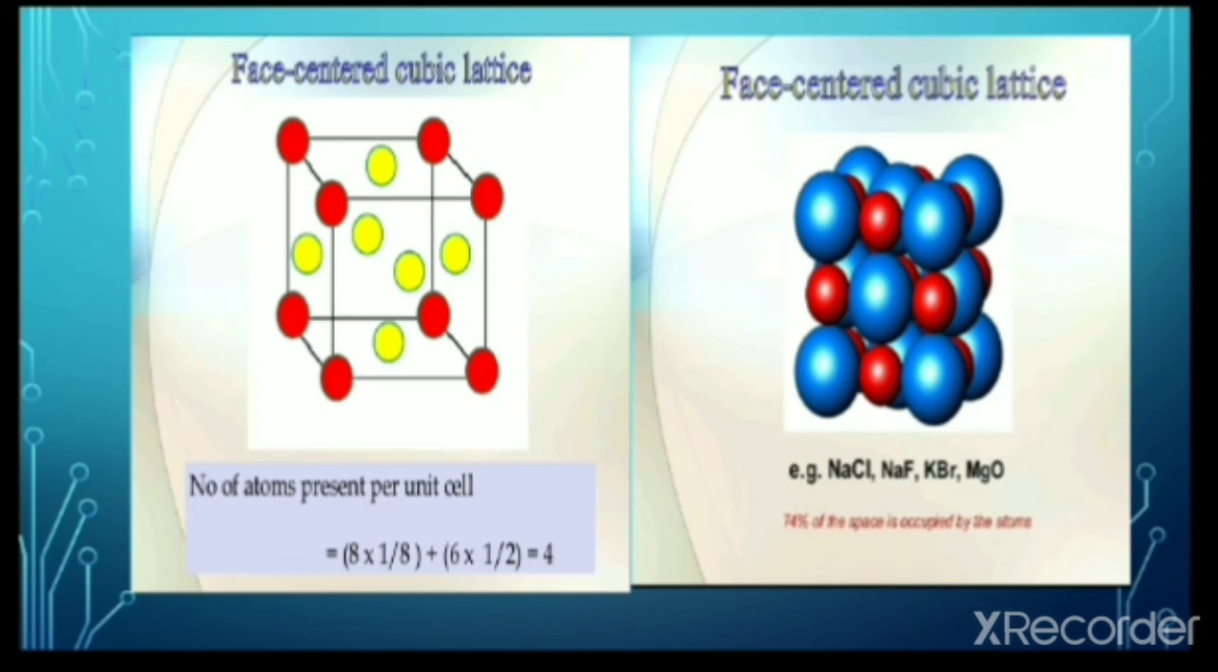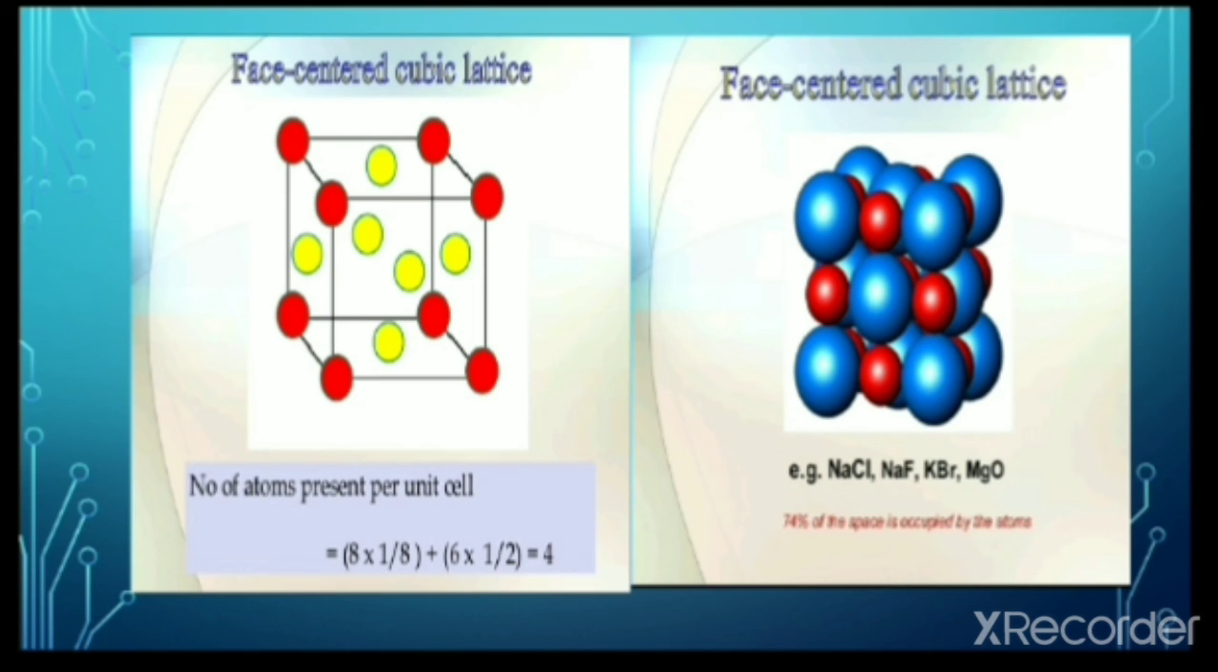So the total number of atoms in FCC is calculated as 8 atoms at the 8 corners into 1 by 8th atom per unit cell, which is equal to 1 atom. Then there are 6 face centered atoms, each shared between any 2 unit cells, so 6 into 1 by 2 is equal to 3 atoms. So 1 atom plus 3 atoms is equal to 4 atoms. Therefore the total number of atoms per unit cell of FCC is 4.